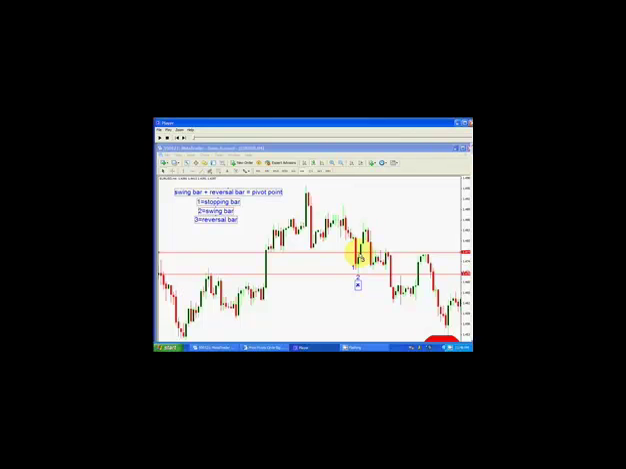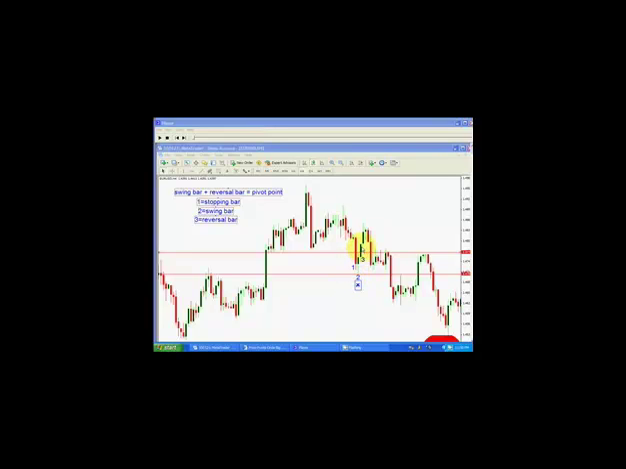Now, we would greatly improve our probability of success if we entered a long position only when price was above the pivot point. But before we get into that, we'll discuss how we determine our profit target. And we do it like this.